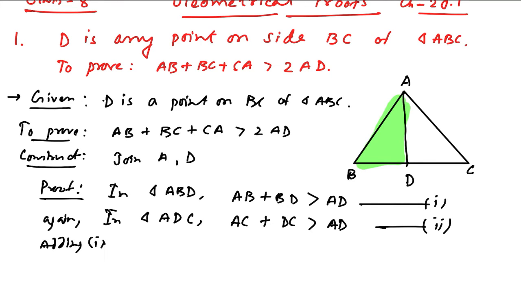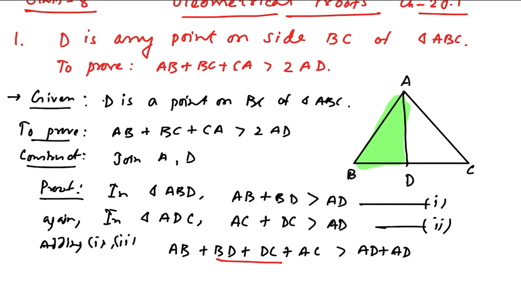we get AB plus BD plus AC. Write DC first, okay, then we can shorten it to one line. AB plus BD plus DC plus AC is greater than AD plus AD. Look at this carefully, this BD plus DC makes BC, therefore AB plus BC plus AC is greater than 2 AD.